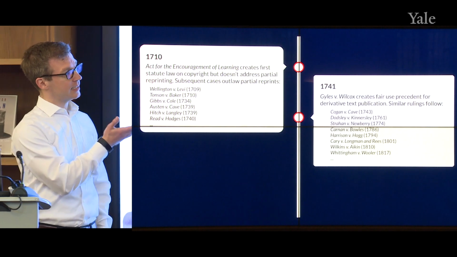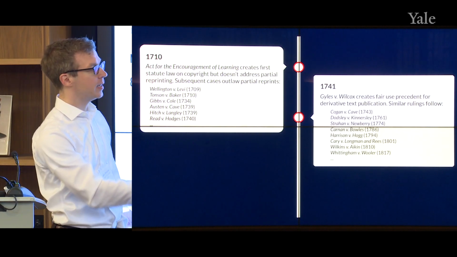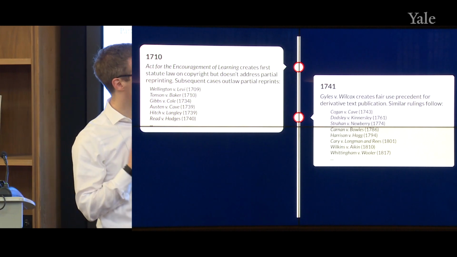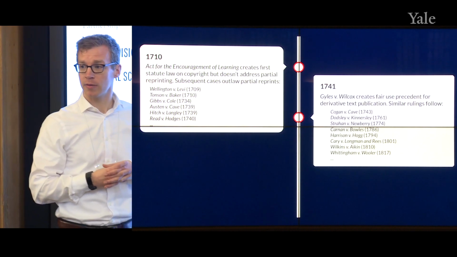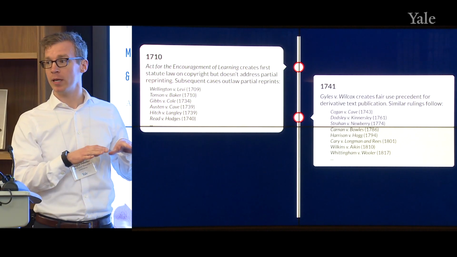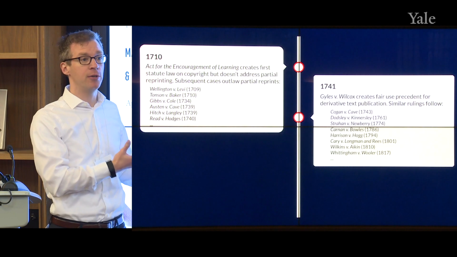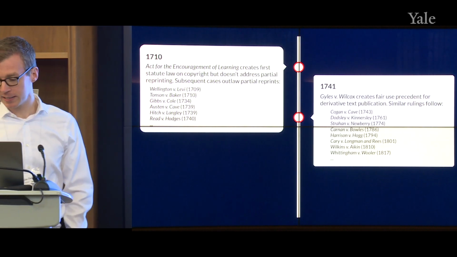And so this precedent in 1741 opens up the opportunity for a number of subsequent cases, all of which have derivative artistic text reuse that are defensible, that are found non-infringing. So this is a really watershed moment in history. I mean, this is the creation of fair use copyright law in 1741, at least for texts.